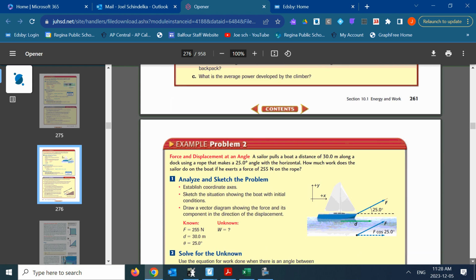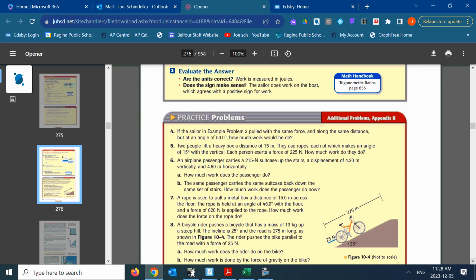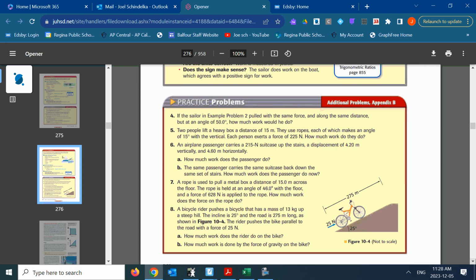Let me just double check here. People lift a heavy box a distance of 15 meters. They use ropes, one of which makes an angle, so you're going to have to use sines and cosines. How much work do they do? You're going to break it down. 6. And it's using a set of stairs, just as we discussed. Okay, that one should be 5, 6, and 8.